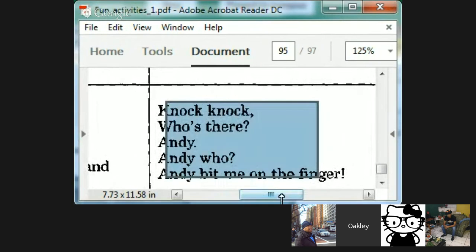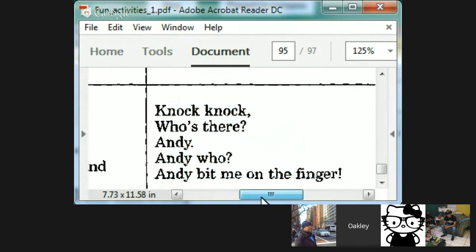Oh, this one's the same. Andy bit me on the finger. Okay, never mind. I'm not going to do the same one twice. Let's skip that one.